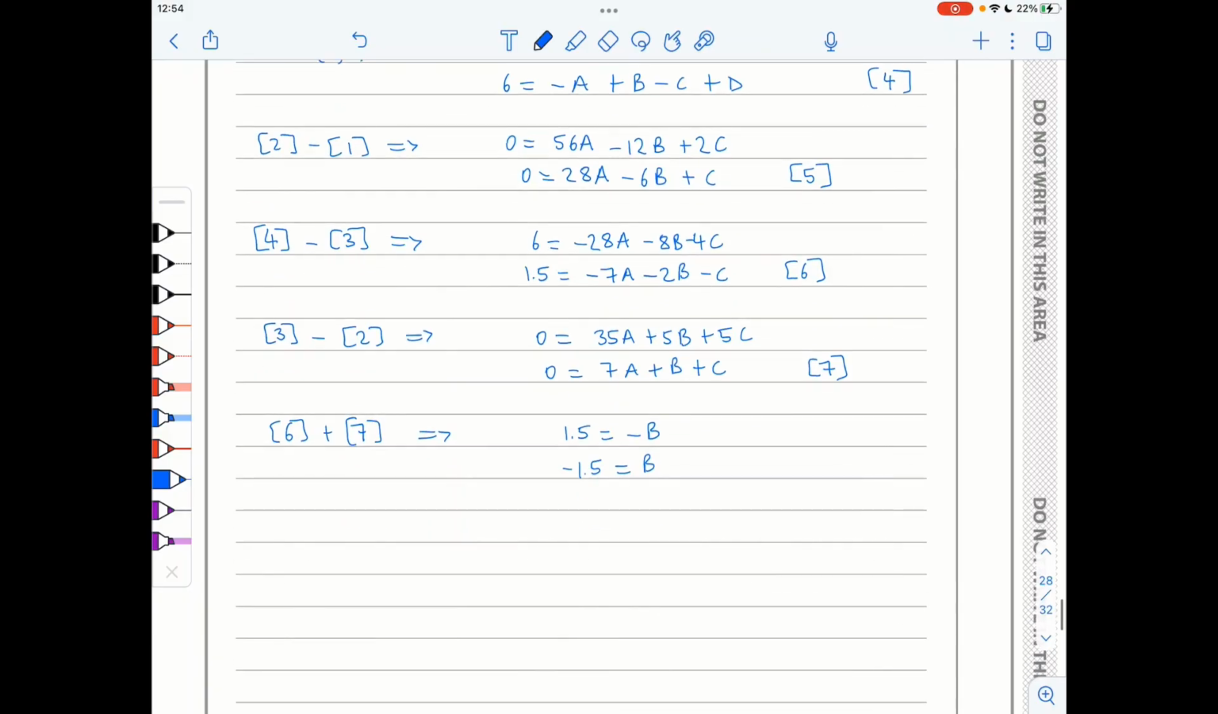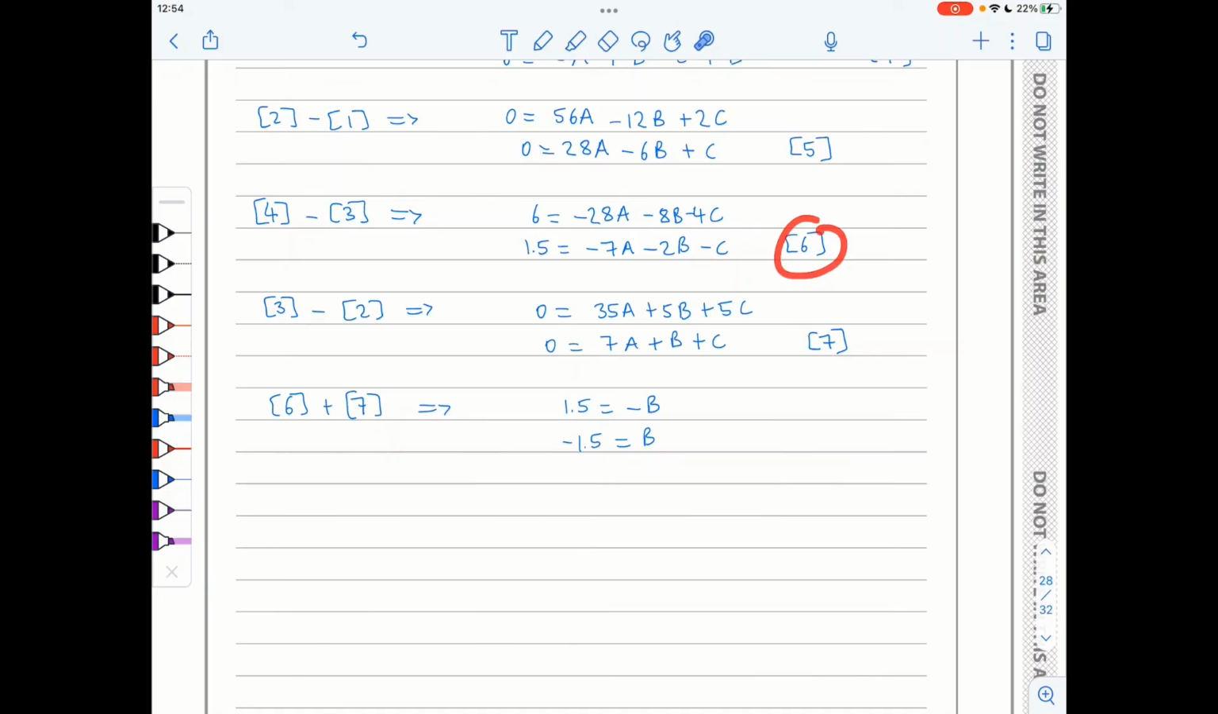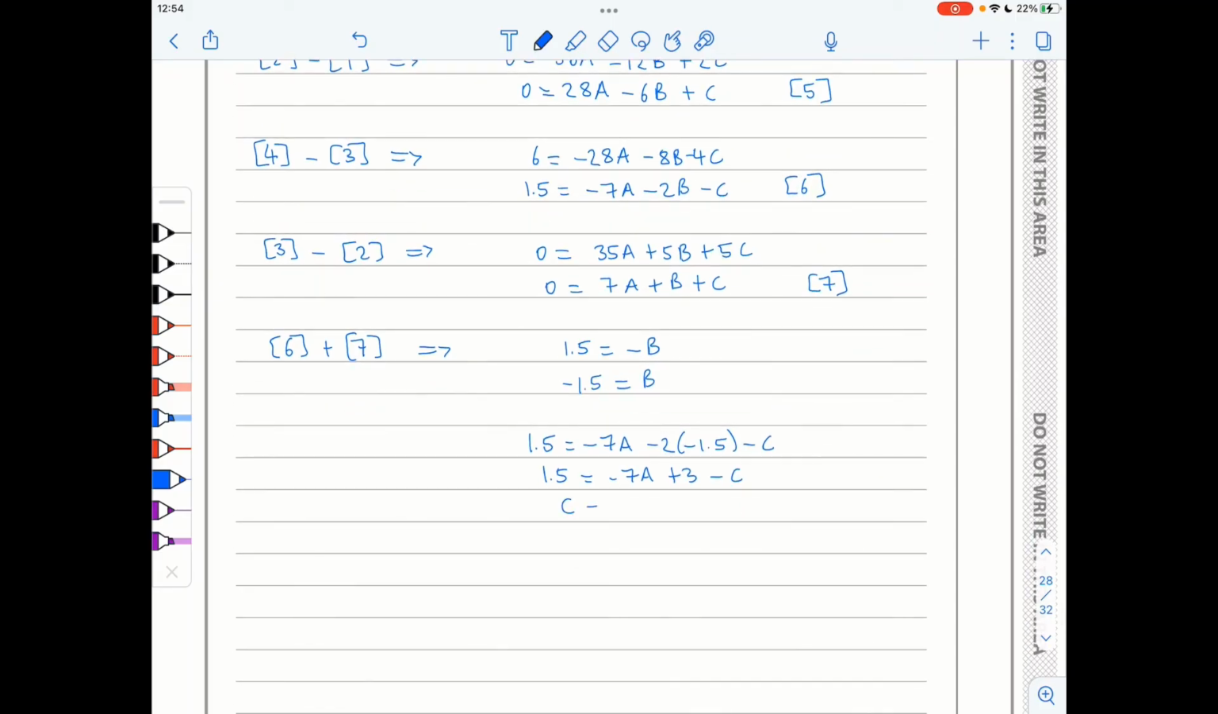So I can go into equation 6 and I can say that 1.5 is minus 7a minus 2 times minus 1.5 minus c. So 1.5 is minus 7a plus 3 minus c, which means that c turns out to be 1.5 minus 7a. So we've got now an expression for c in terms of a.